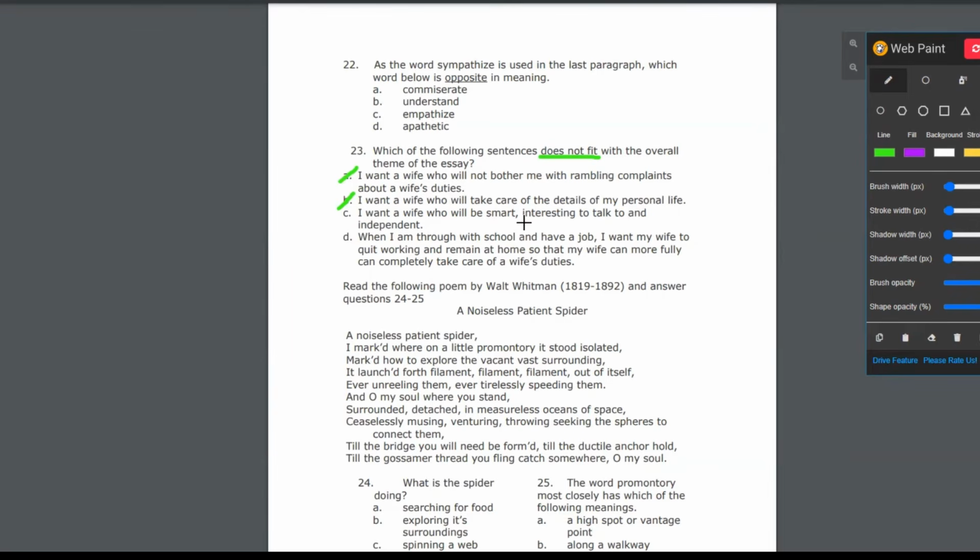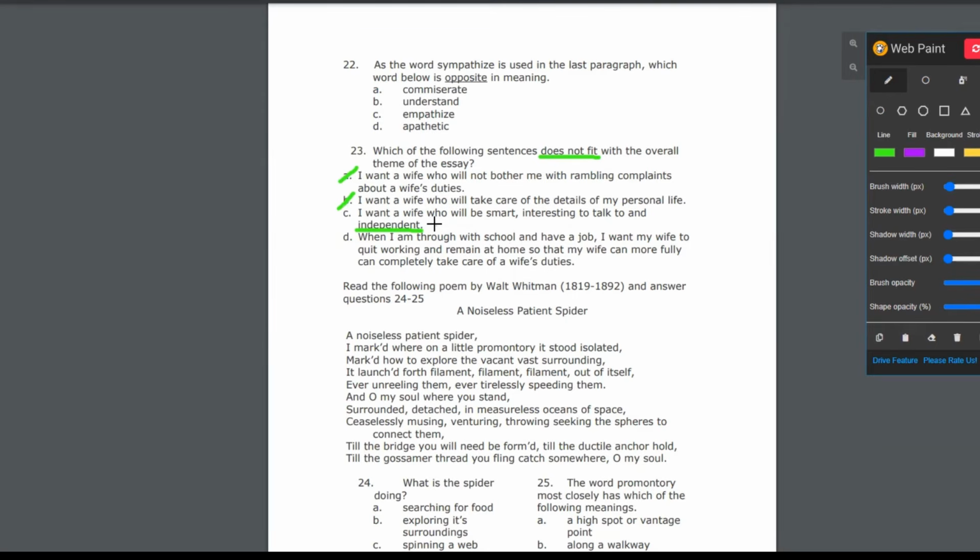So we could assume, okay, I might want a smart wife and I might want her to be interesting, but this independent thing, this is a no. Why? Because if she's independent, she ain't too concerned with what I have going on, taking care of the kids and doing all that stuff on her own. So that's like, okay, that may be an option.